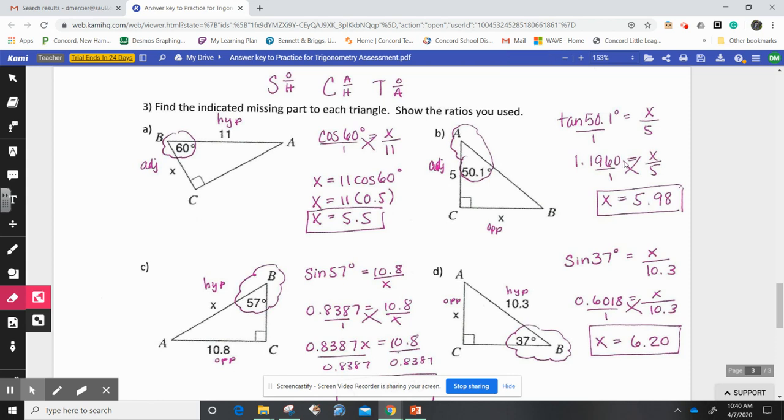See 3b, okay, so it's going to be the tangent of 50.1, because you want the opposite and you have the adjacent. So that's going to be the TOA. So let's see, tangent 50.1 is going to be x over 5, so we're going to cross multiply. Right, type tangent 50.1 in your calculator, cross multiply, get 55.958.